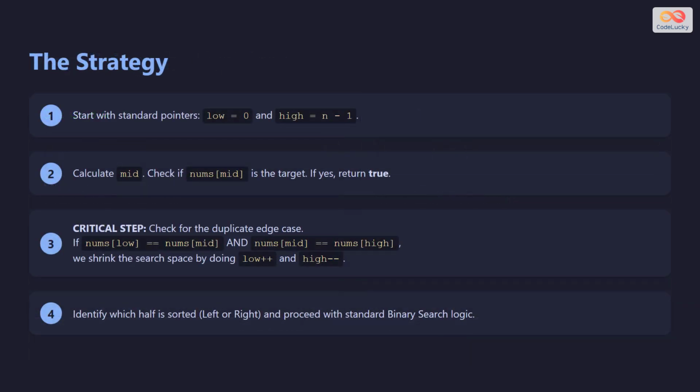To solve this, we modify our binary search. Steps 1 and 2 are standard. Initialize pointers and check the middle element. Step 3 is the key. If we encounter the duplicate ambiguity where low, mid, and high are equal, we simply shrink our search window by incrementing the low pointer and decrementing the high pointer. This safely removes the duplicates without losing our target.